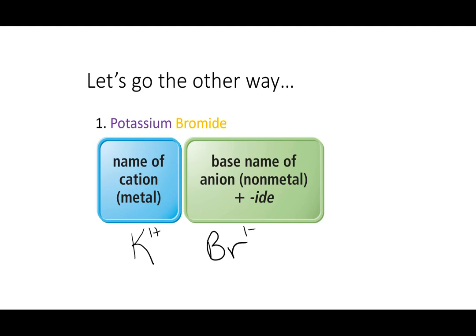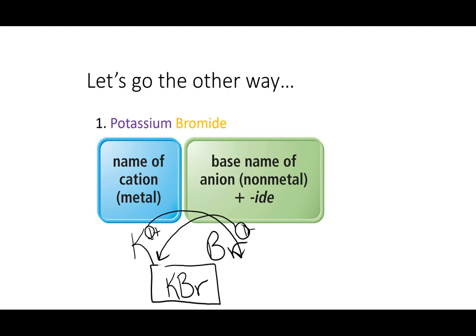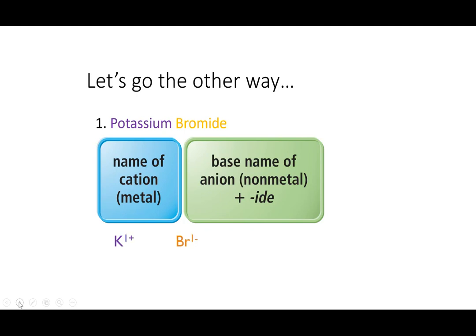We flip-flop the charges. So this becomes the subscript on bromine. This becomes the subscript on potassium. So 1 and 1. We just simply write KBr, and that's our neutral compound. So that's the thought process for going from the name to the ionic formula. And this just stair-steps you through the same process.